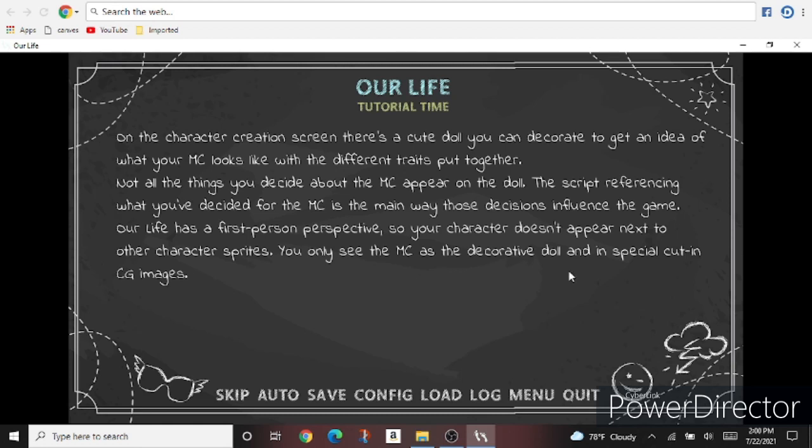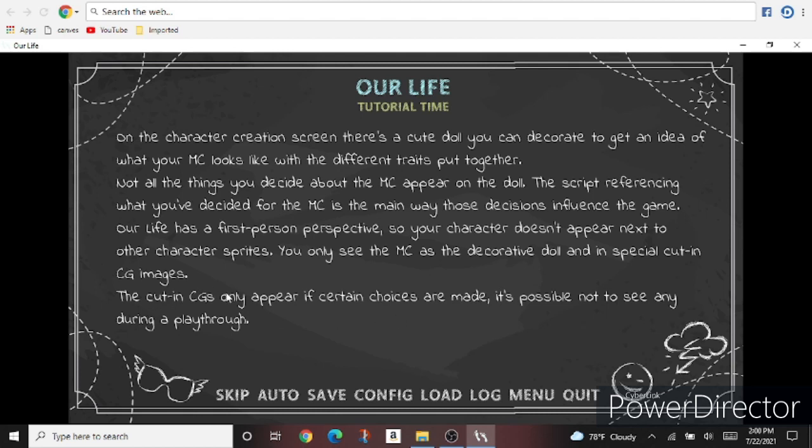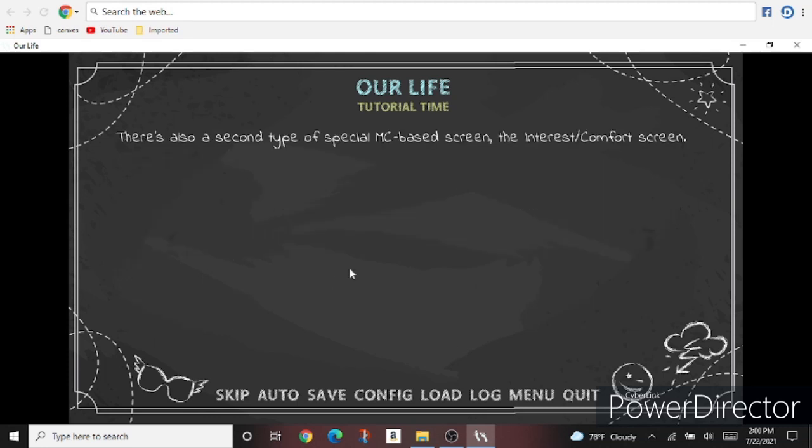Our Life has a first-person perspective, so your character doesn't appear next to other characters. You only see the MC as a decorative doll and special cut-in CG. The cut-in CG images only appear if certain choices are made. It's possible not to see any during a playthrough. We will see a few. There's also a second type of special MC-based screen, the interest comfort screen.